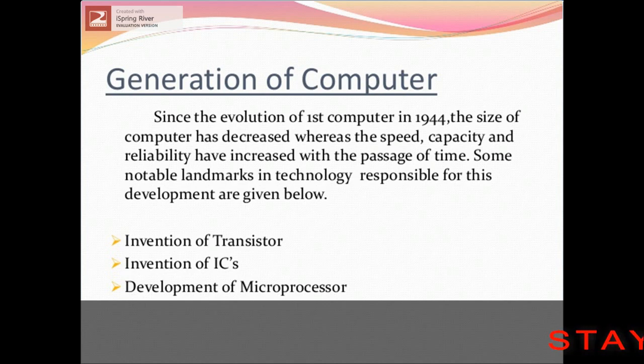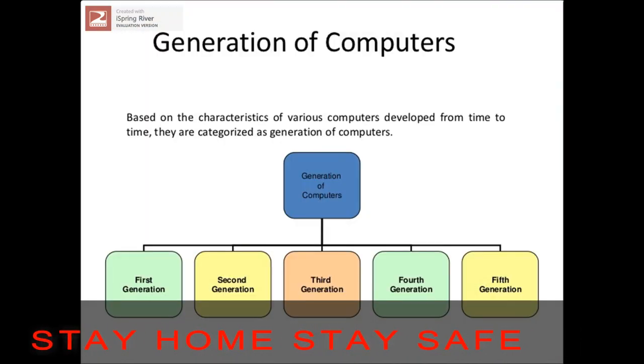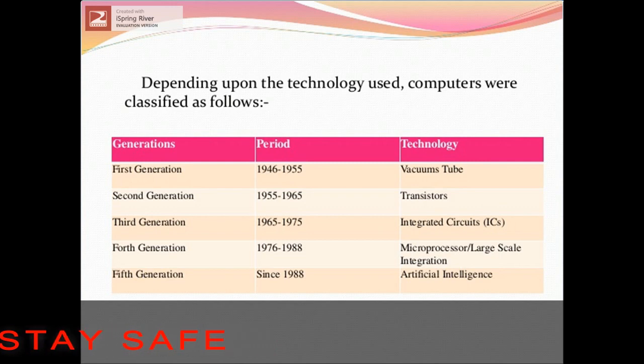Now we are talking about the generations of computers. What do you mean by generation? Generation means the evolution of the computers with the increased efficiency and functions with the passage of time. The generations are first, second, third, fourth, and the fifth one is artificial intelligence. Now, depending upon the technology used by the computers, they are classified as follows.